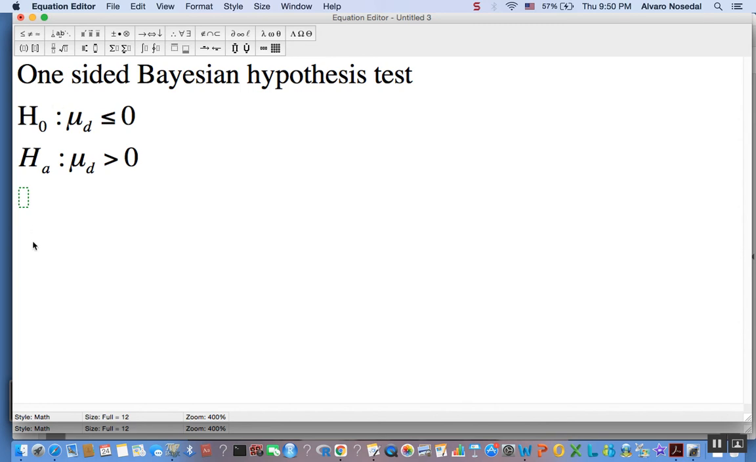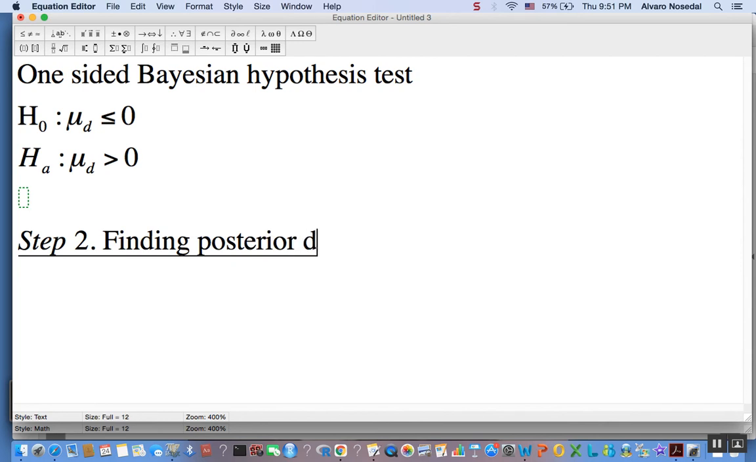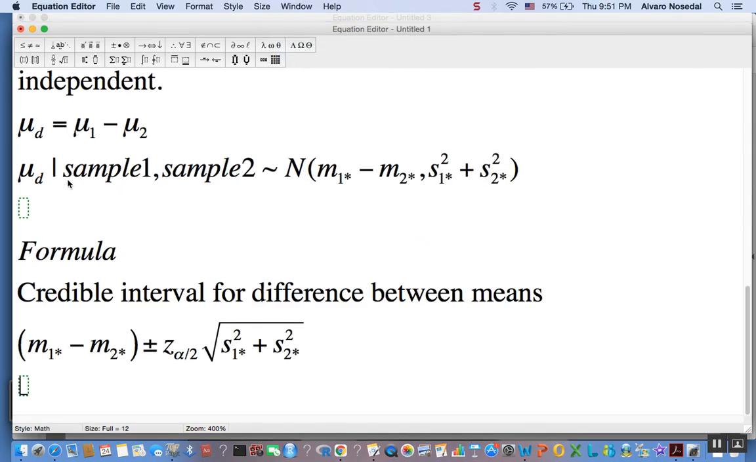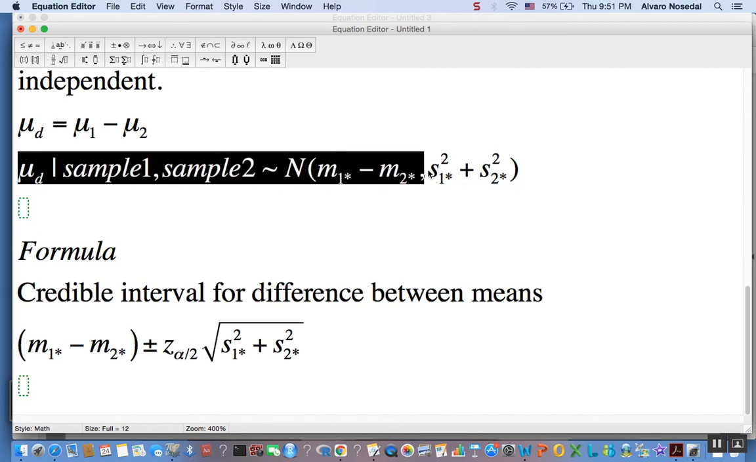We know that step number 2 is finding the posterior distribution, right? So we know that the posterior distribution is going to be normal, after what we have here. It's going to be a normal posterior distribution with these parameters, no problem. So that's what we would have there.